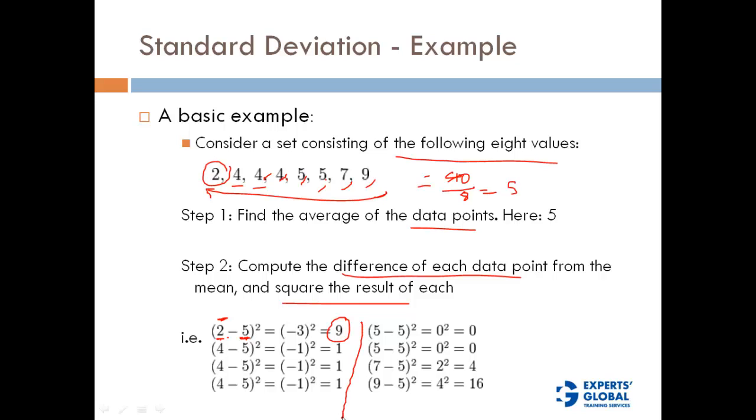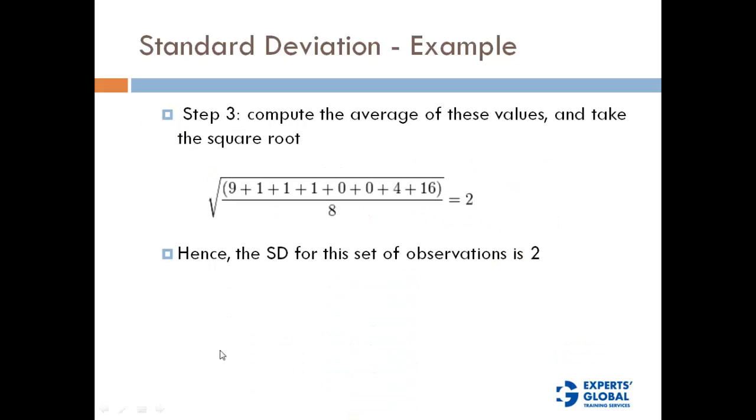So now we have these 8 values. What we do is take the average of those values and take the square root of that. There are 8 values, so we divide by 8, and we take the root. The root comes out to be 2. The standard deviation of this set is 2. So this is considered the standard deviation of the set.